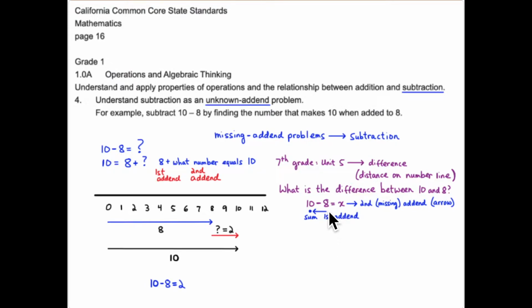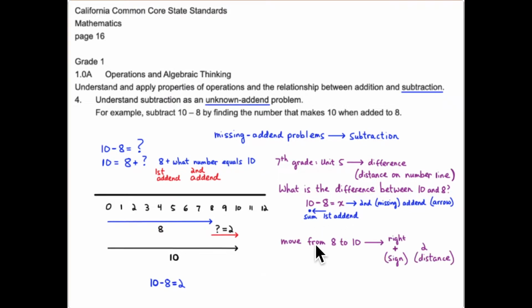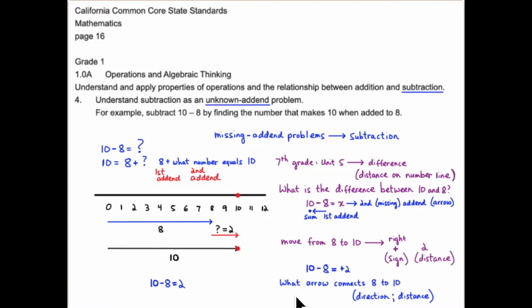This is the second or missing add-in in the problem. So you're going to move from that 8 to 10. So 10 is the sum, 8 is the first add-in, and you're moving to the right. So you're moving from 8 to 10. That's to the right. So that tells you the sign is positive, and the number of units is the distance between 10 and 8, which is 2 units. So this answer becomes 10 minus 8 is equal to positive 2. So what arrow connects 8 to 10? It tells you the direction, positive, and it tells you the distance, 2 units.